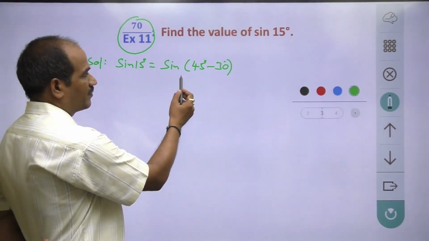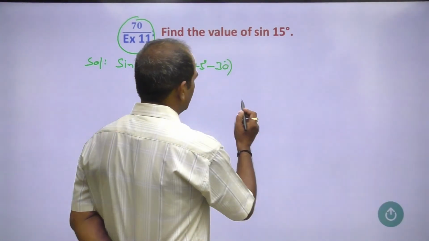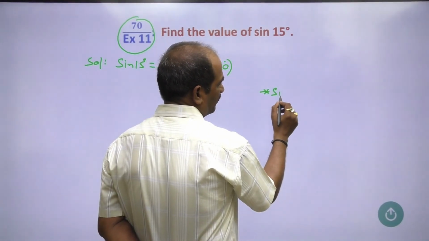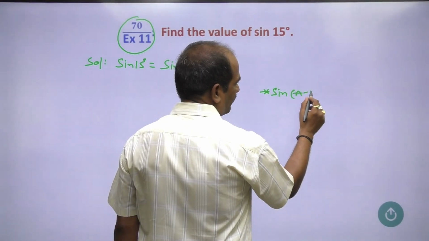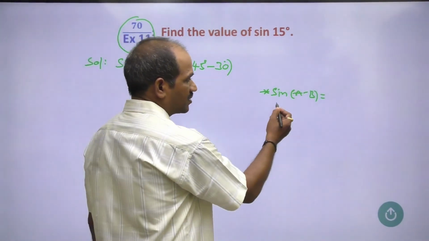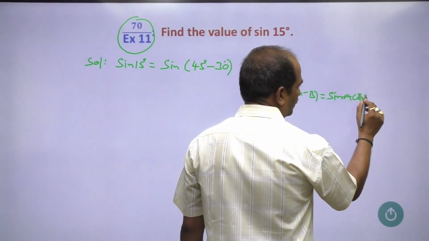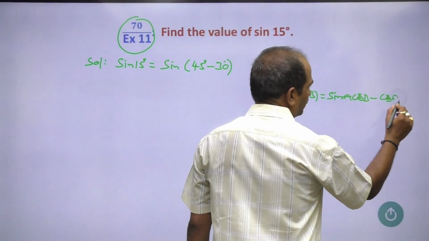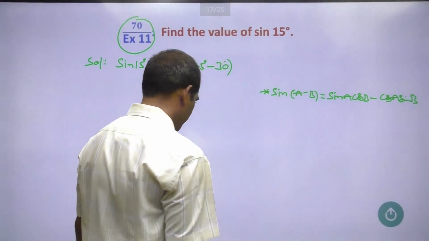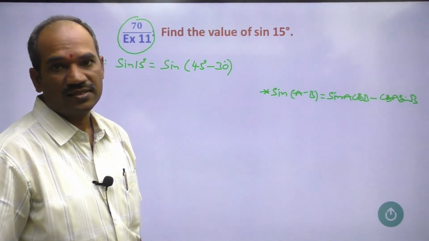In this formula, sine of a minus b is equal to sin a cos b minus cos a sin b.